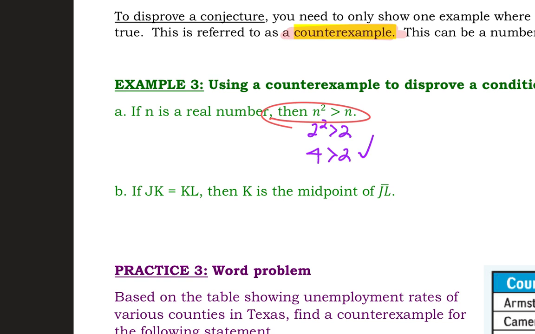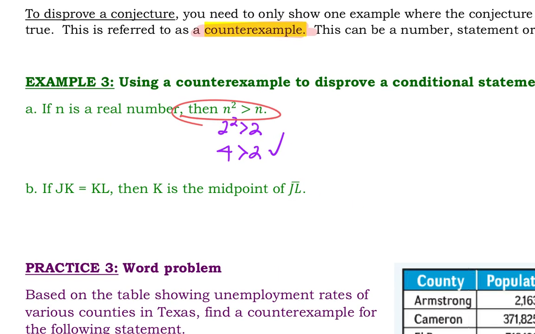0. Yes, Michael? A negative number for n. A negative number for n? All right, so let's do negative 1. Is negative 1 squared greater than negative 1? What's negative 1 times negative 1? Negative times a negative is a positive, so positive 1. Is positive 1 greater than negative 1? Yeah.